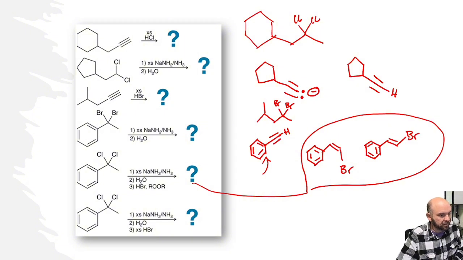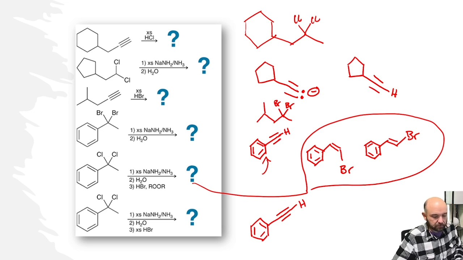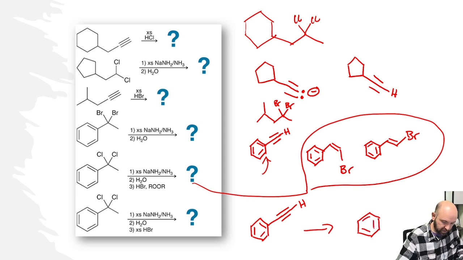And then finally, in the fifth one, again, we would make the phenylacetylene intermediate, if you will. It's a reaction intermediate for us. And then when we treat the phenylacetylene with excess HBr in the final step, we finally just remake the geminal dihalide. However, we have replaced the chlorines with bromines.